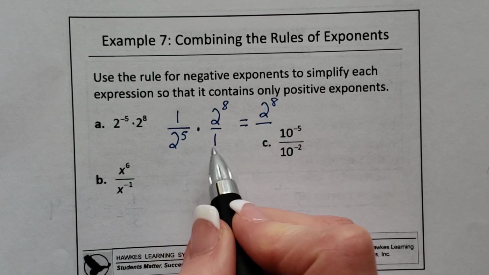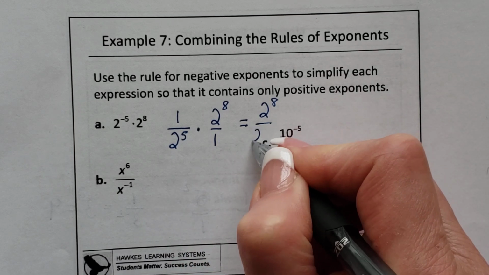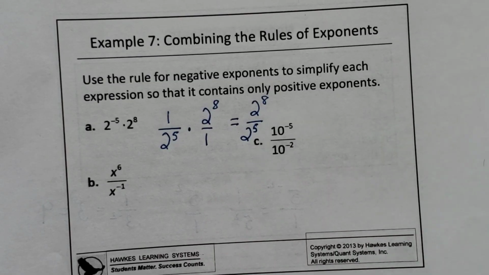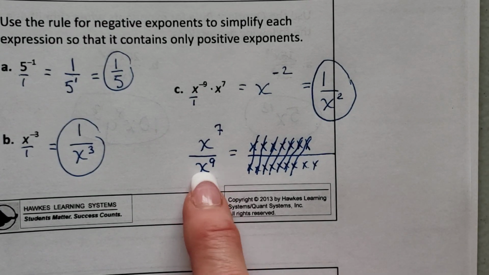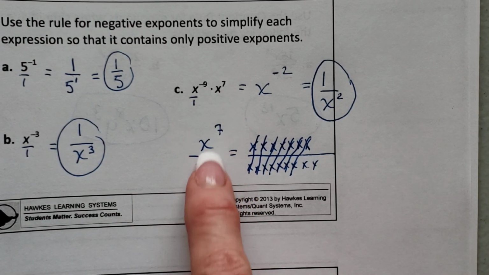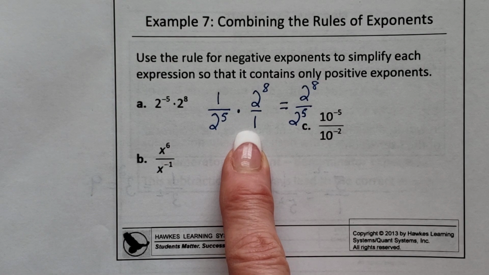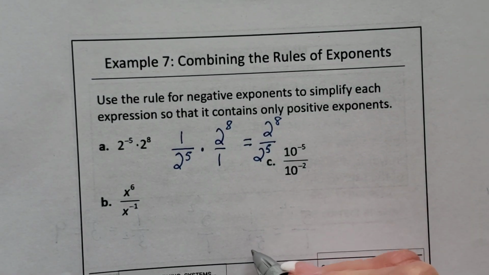And 2 to the 5th times 1 is 2 to the 5th. So now that's why it looks like a division problem. In my prior problem, I went straight from here to here, and I kind of skipped that first step of making it look like a multiplication problem. So anyway, I'm continuing on with the letter A.